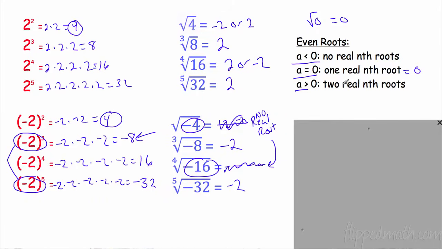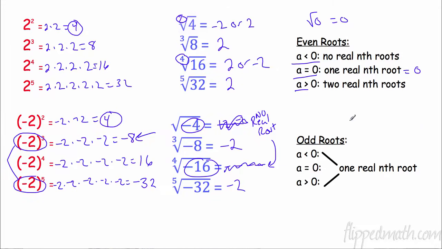When a is a positive, there are two real roots. Notice here we have a positive and a positive. These are evens. 4 and 2, these are evens. We had two answers, the positive or the negative, two real roots.